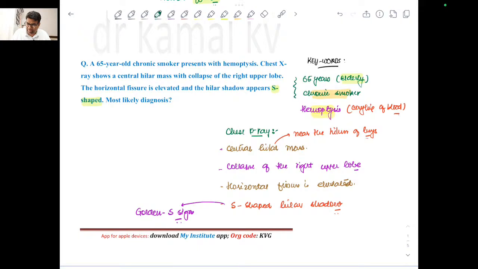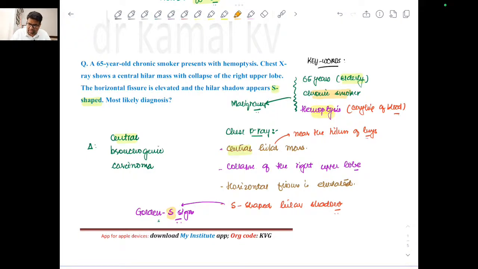So there is malignancy. Now this golden S sign is suggestive of central bronchogenic carcinoma. Clear? So this all is suggestive of some malignancy here. But what is the actual malignancy? This is indicated by a central hilar mass. So we will write the word central here. Then the golden S sign is classical for bronchogenic carcinoma.